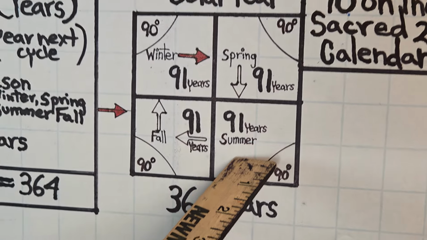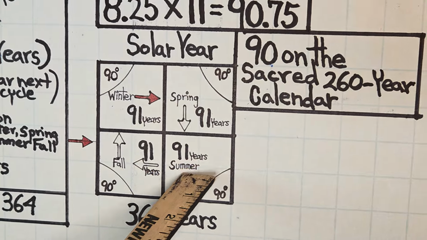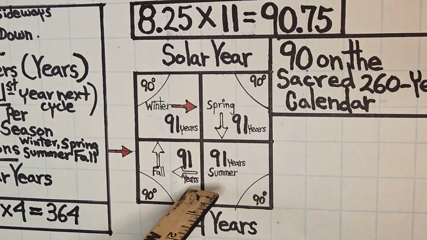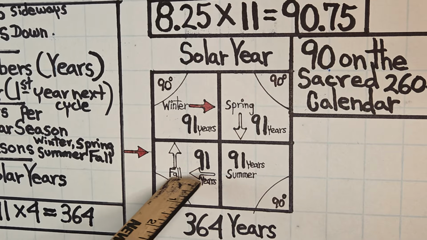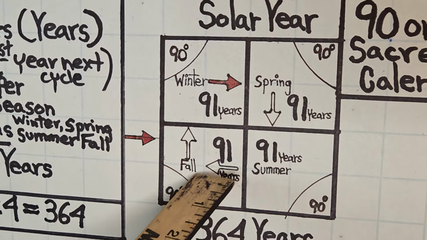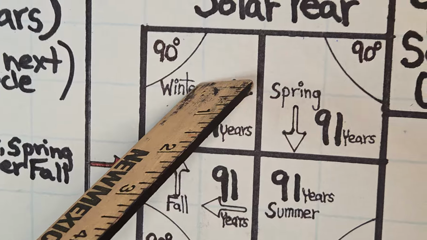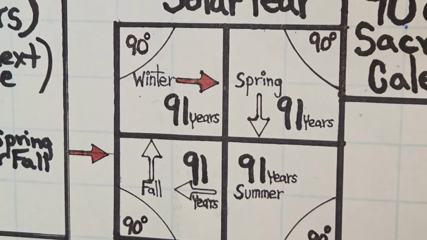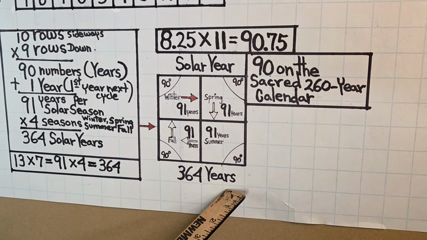Down here, much like we have summer on Earth, but it's 91 years. And then 91 years later, it moves over to fall, where it takes 91 years to go through the fall season, much like we do on Earth. Then it goes all the way back and starts all over in winter again. So that's what I mean by a solar year, which is 364 years.